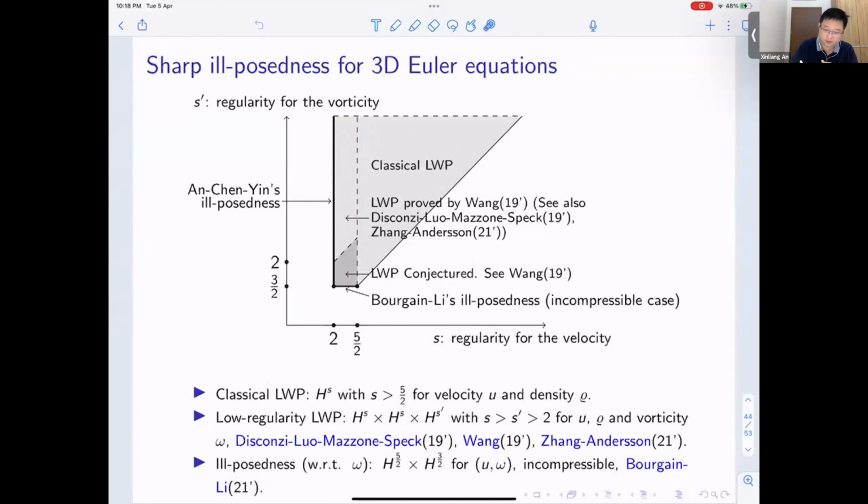Before that, let me mention this solid line, which corresponds to the quite famous ill-posedness by Bourgain and Li, but for the incompressible scenario. They consider the ill-posedness based on H3 half for the vorticity, which is this dotted line. So intuitively, their result shows that there will be ill-posedness. Our result here, with Chen, Hao, Yang and Anisotropic, really gives the whole solid line on the left, which means we really show that this is our ill-posedness. So this will be a desired result for the 3D Euler equations in terms of local well-posedness, right?